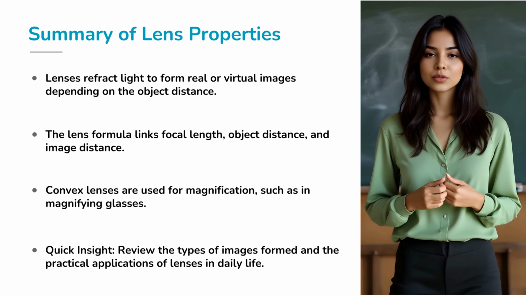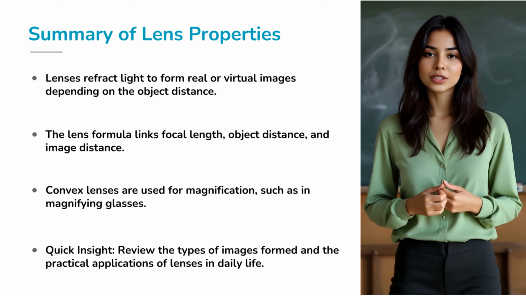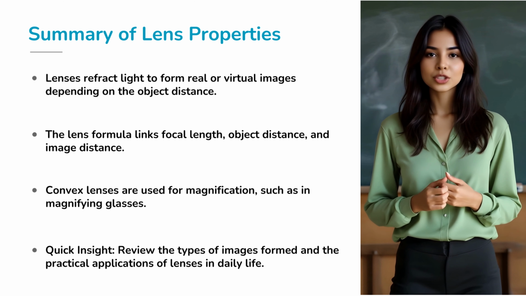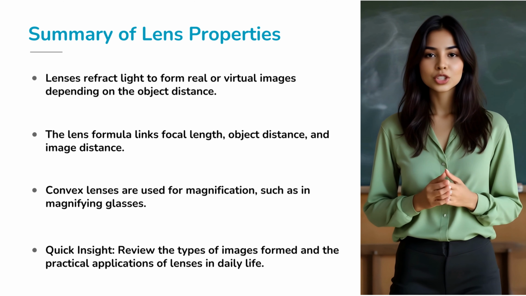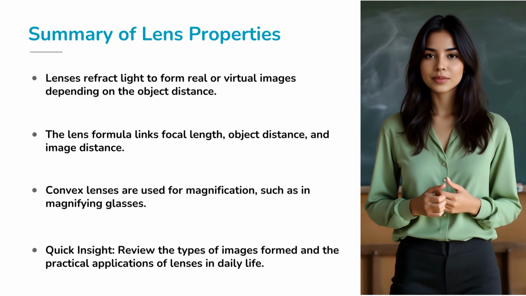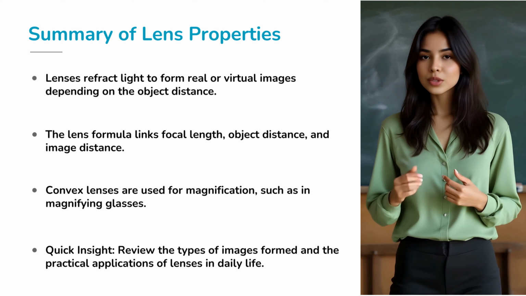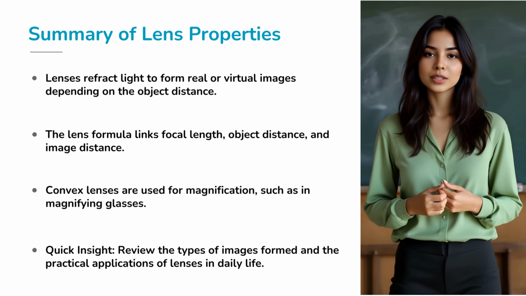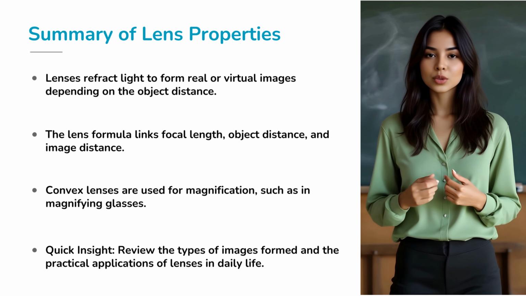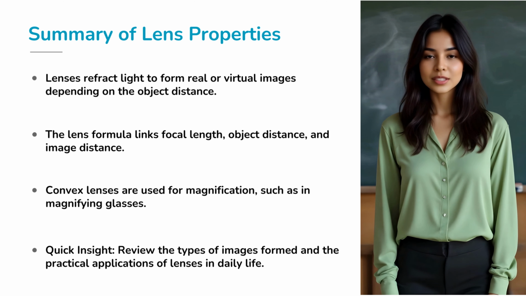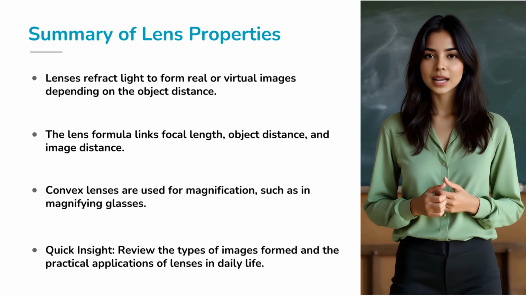Now, there's a simple formula that governs the behavior of lenses. It relates the focal length, the object distance, and the image distance. This relationship allows us to understand and predict the nature of images formed by the lens. Next up, let's talk about convex lenses. These lenses are fascinating because they help us magnify objects. You can find them in magnifying glasses, eyeglasses, even in microscopes and cameras. They help us see things in more detail than the naked eye can.